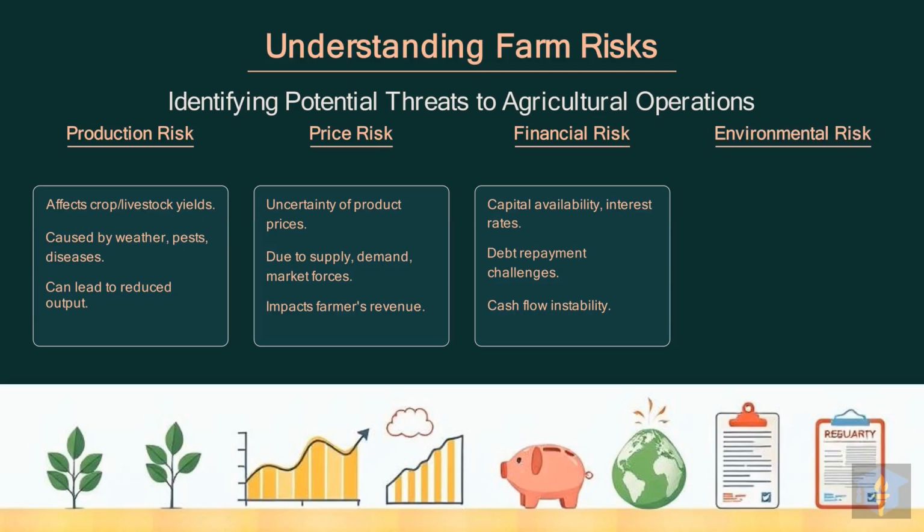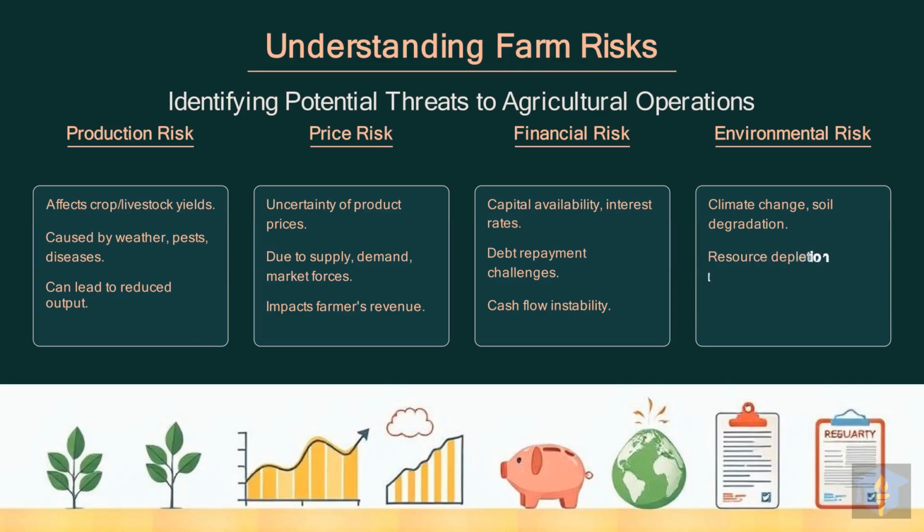Environmental risk represents another significant category for modern farmers. This includes climate change effects and ongoing soil degradation issues. We also see resource depletion, impacts on water and soil quality. These factors contribute to long-term productivity decline if not addressed.